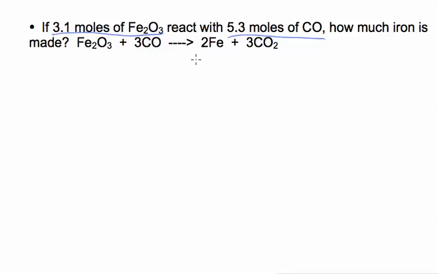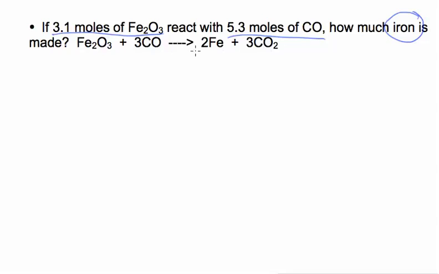Now in this case we have two products and we could decide which one was the limiting reactant using either product, but you're asked how much iron. So let's find out how much iron they could make, so that we answer the question while we find out which one's the limiting reactant.